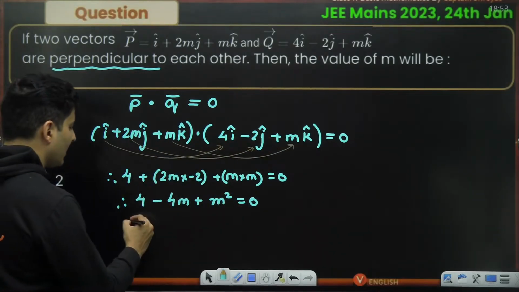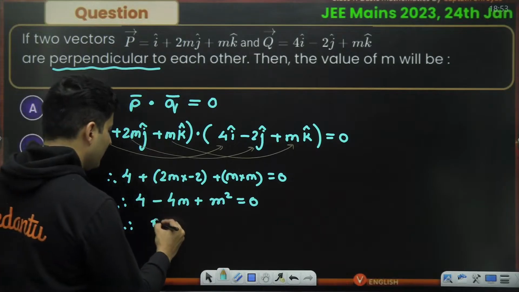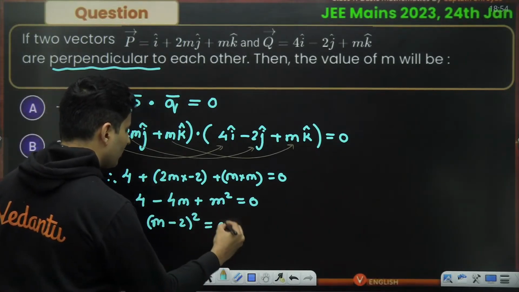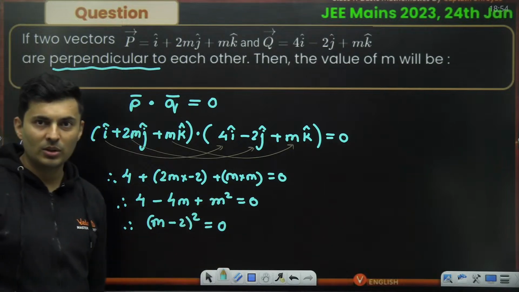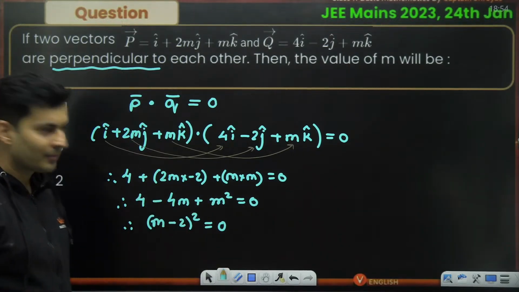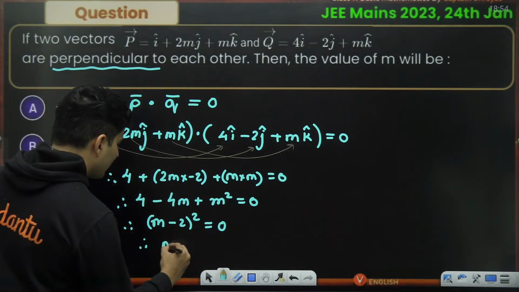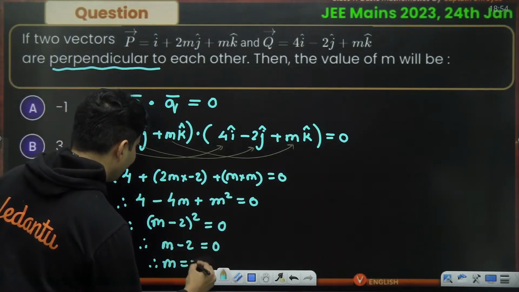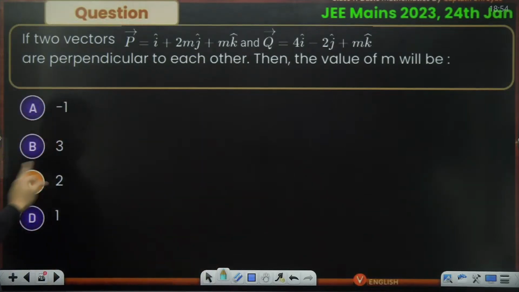So what is this equation, guys? It's very simple. It is m minus 2 whole square is 0. This is the expansion of m minus 2 whole square, a minus b whole square, a square plus b square minus 2ab. So therefore 100% m minus 2 will be 0. Therefore 100% m will be 2. So which is option number C.